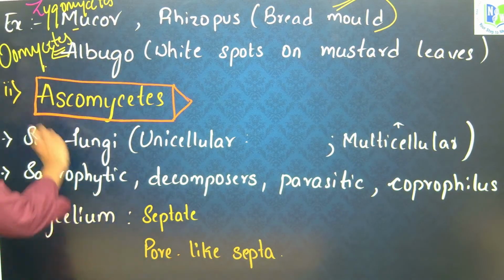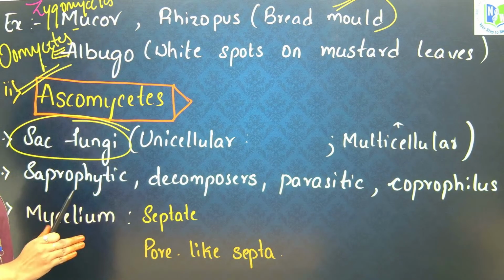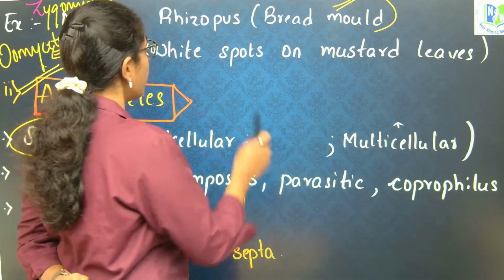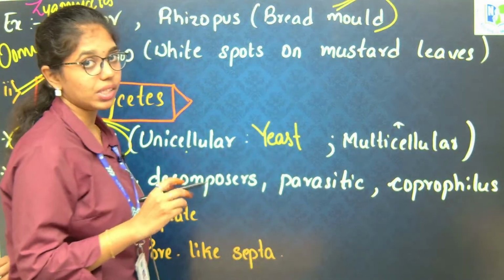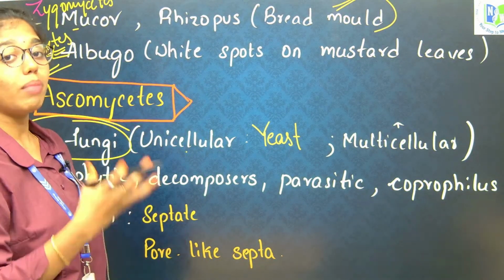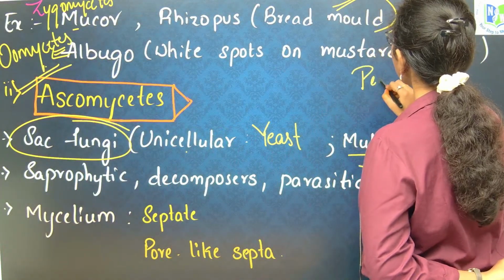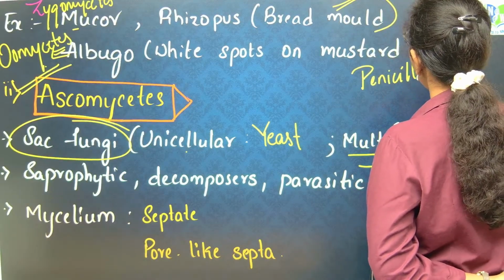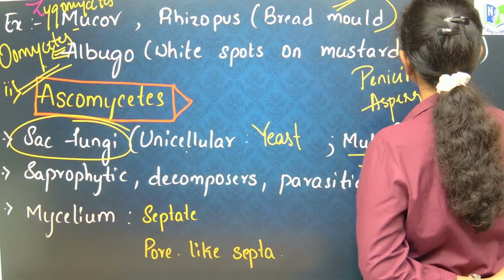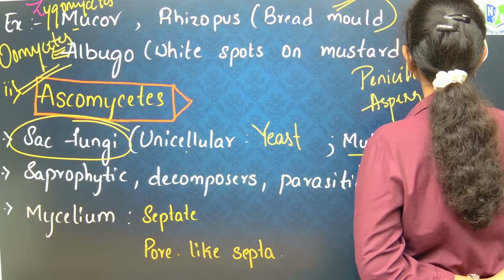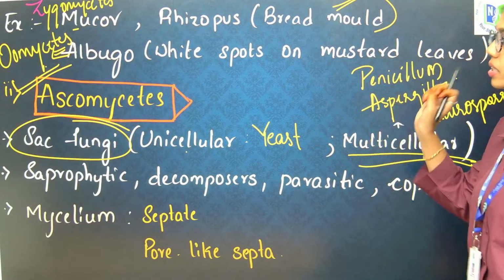Then second class of fungi is what? Ascomycetes, which is sac fungi. This will exhibit great diversity in the morphology from unicellular yeast, which is Saccharomyces cerevisiae, baking yeast or brewer's yeast, to multicellular forms like Penicillium, Aspergillus, Neurospora. These are the examples of what? Sac fungi, that is Ascomycetes.